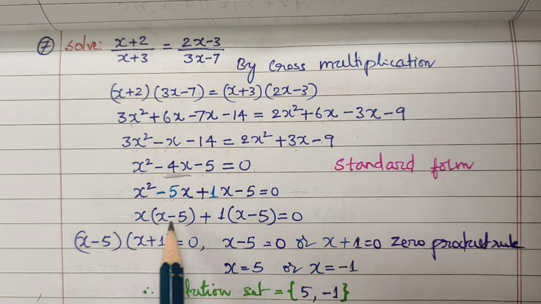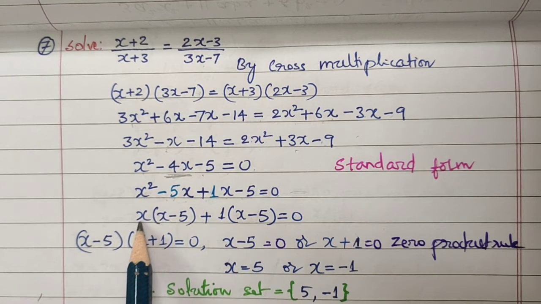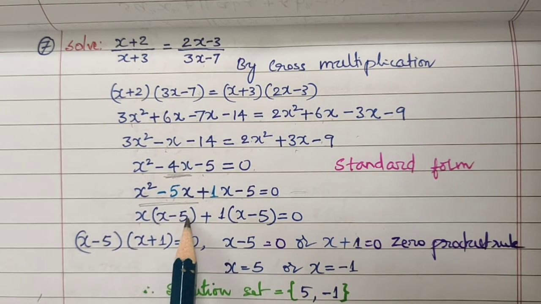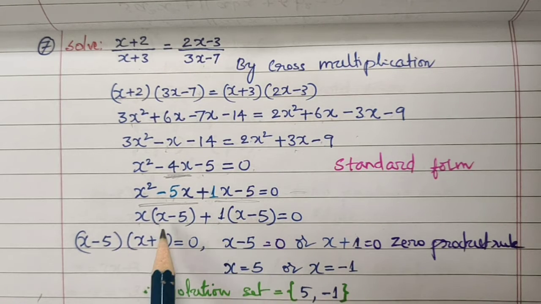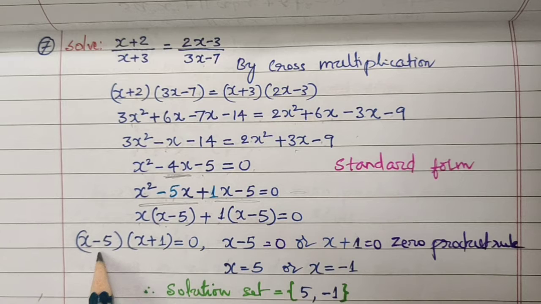We are doing factorization here. Take out x as common out of these two: x minus 5. Take 1 as common out of these two: x minus 5, is equal to 0. Take x minus 5 as common. We are left with x plus 1 is equal to 0.